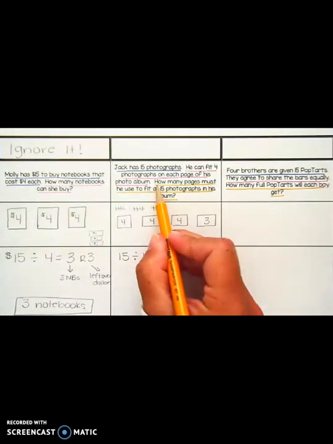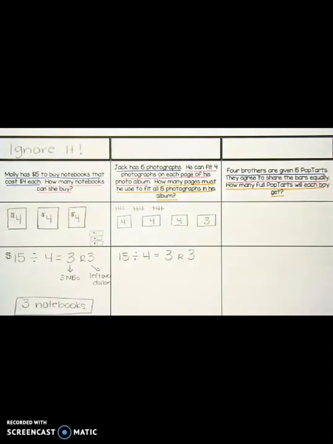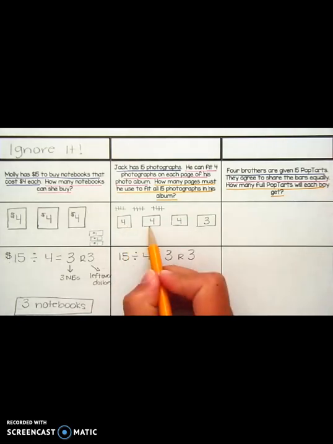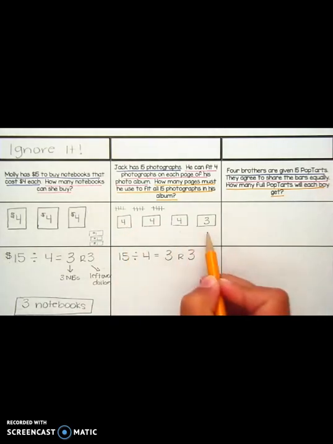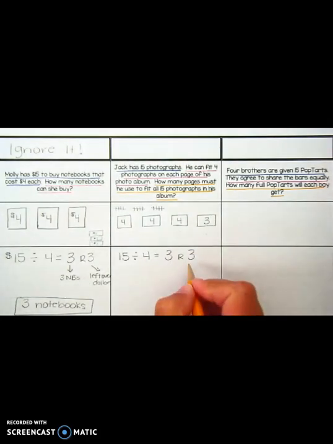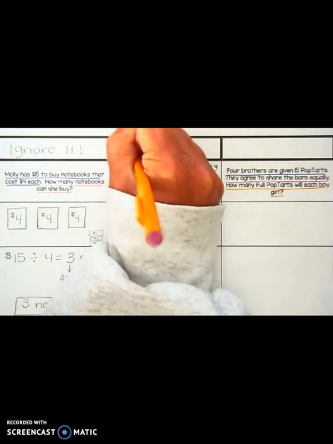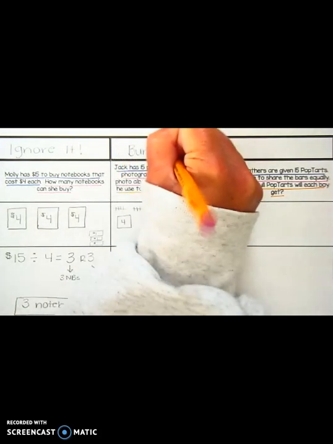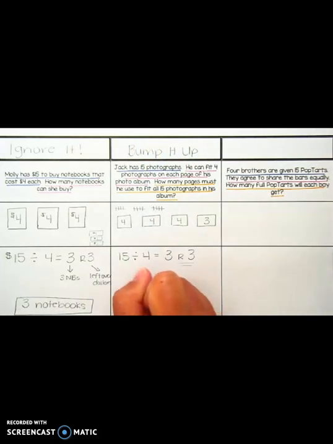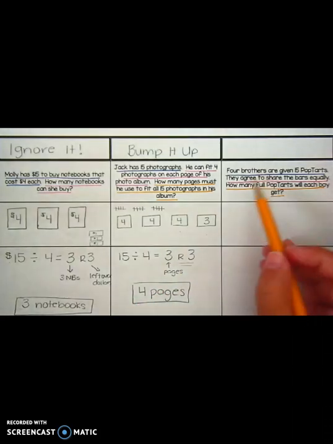Now the question sentence says, how many pages must he use to fit all 15 photographs in his album? Well, now I can see that I needed not just the 3 full pages, but a 4th page. So this means I do need to use that remainder by bumping it up. This is a bump it up question. And I need to answer that by saying he needs 4 pages, because I take those 3 full pages and bump it up to be one more group. Now finally, one last example.